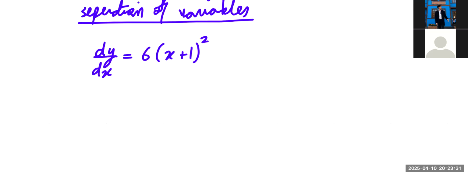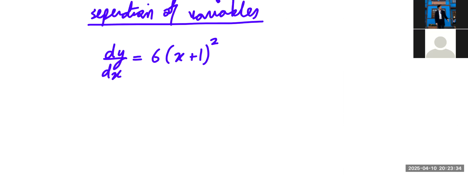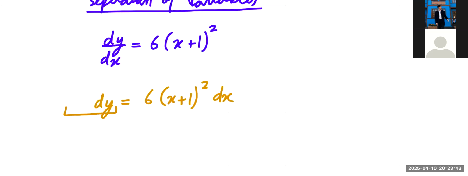First things first, maybe let's multiply both sides by dx. When I do that, I end up with this, right? That's basically it. Because you see all the y things, well, there's only one, but all the y things are on the left side, all the x things are on the right side, and we're done. So we've separated the variables. Easy as that.